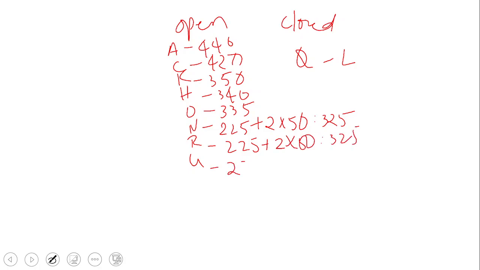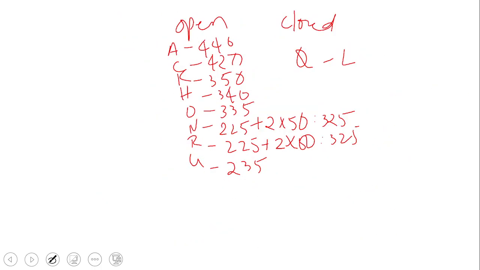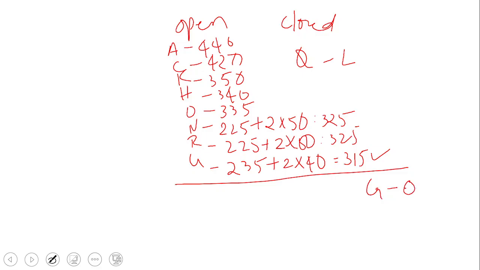And for Z, 235 we'll get, Q to Z. Previously Q is 185 plus Q to Z. Q to Z is 50. Okay. So we'll get 235 plus 2 into 40. So we'll get it as 315. So which is having the minimum? Z is having the minimum. Now move Z. Parent of Z is Q. Okay. So now we reached our goal node. Stop here. So write in the reverse way.